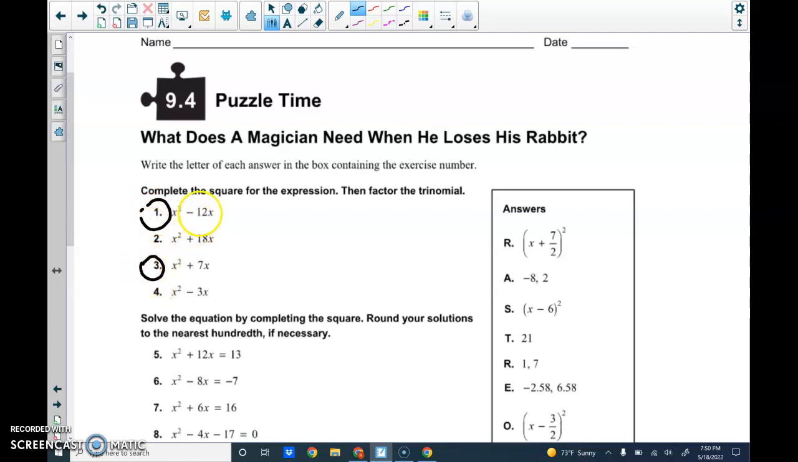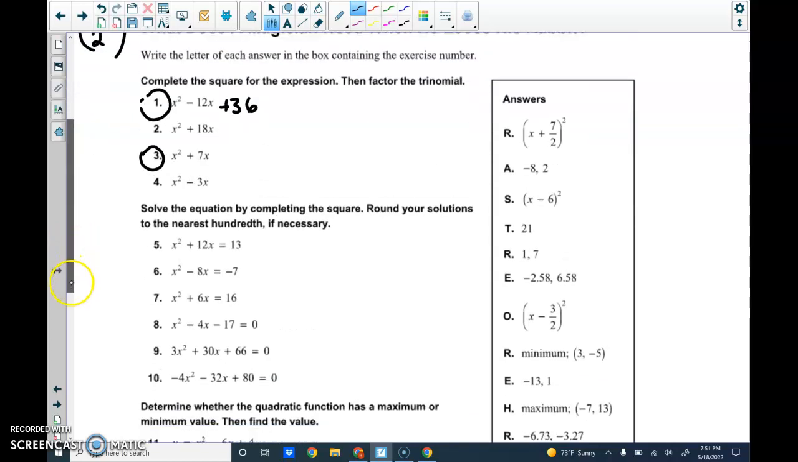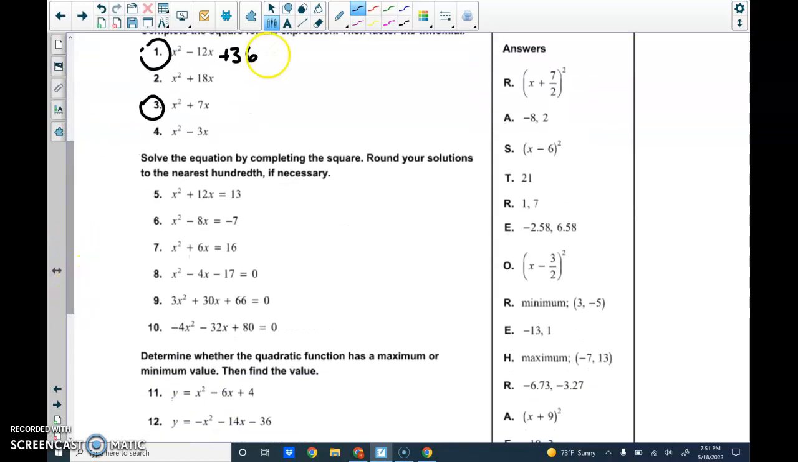And so remember, to solve these, we need to take half of whatever this b is. So it's usually b divided by 2. And then square it. So for this first one, 12 divided by 2 is 6, and 6 squared is 36. So we're going to put a plus 36 there. So when we factor it, it's going to end up being (x minus 6) squared, which would be letter S.